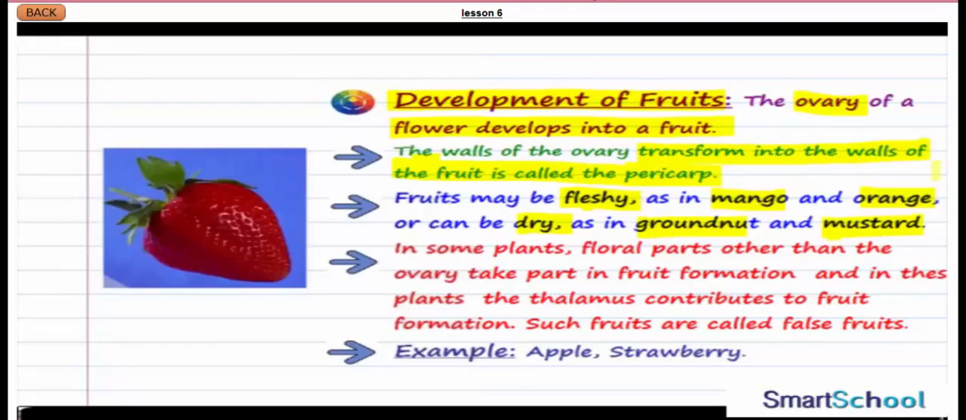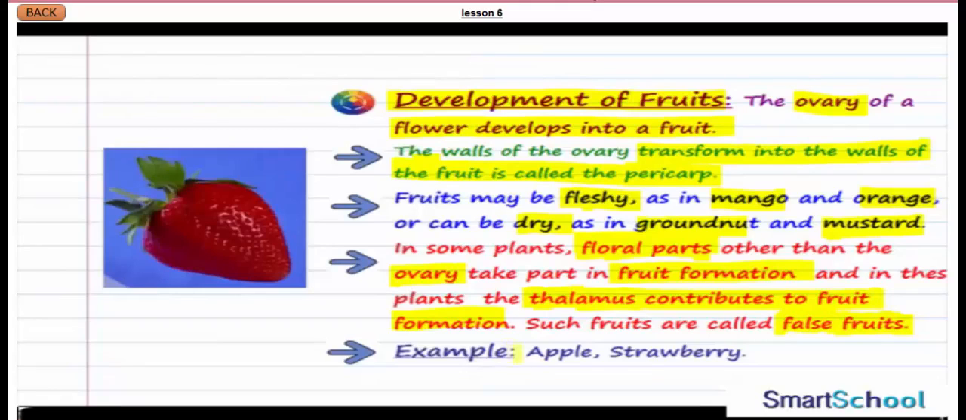The fruits are of two types, fleshy and dry. In some plants, floral parts other than the ovary take part in fruit formation, and in these plants the thalamus contributes to fruit formation. Such fruits are called false fruits. Now what are false fruits? False fruits are the fruits which are formed from the thalamus of the flower rather than from the floral parts of the plant. So when the thalamus contributes to fruit formation, such fruits are called false fruits.